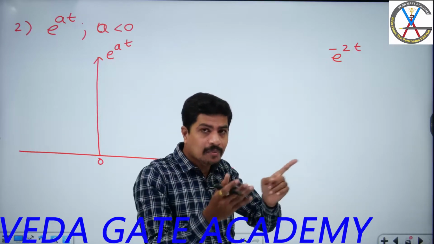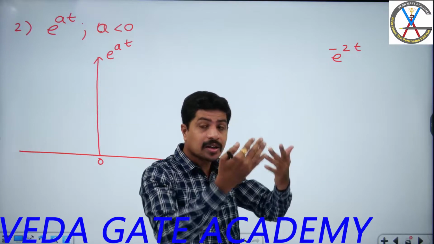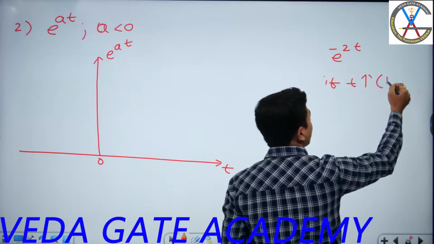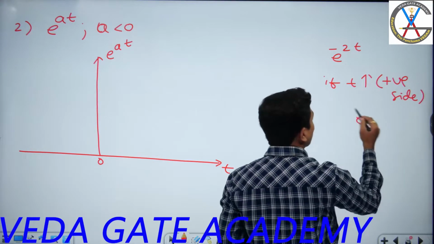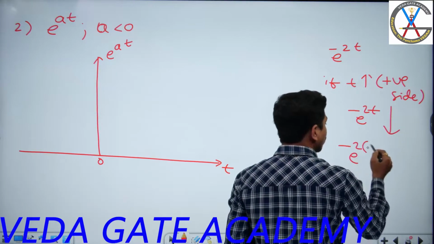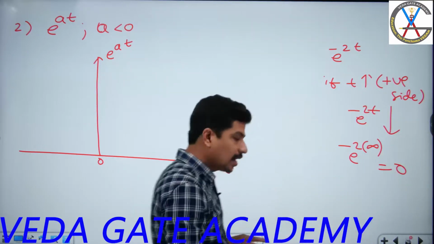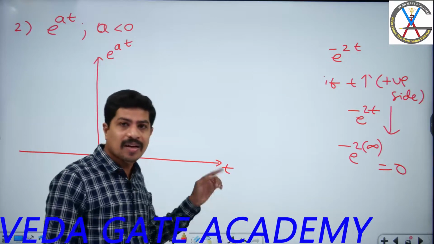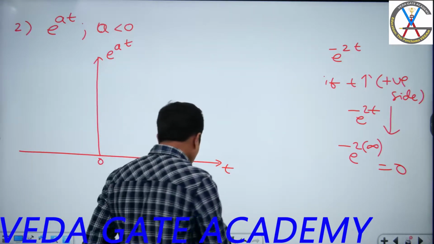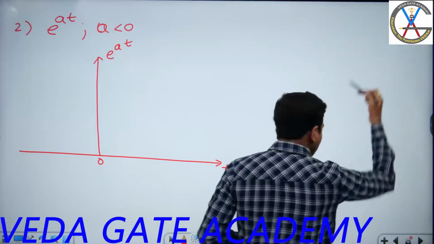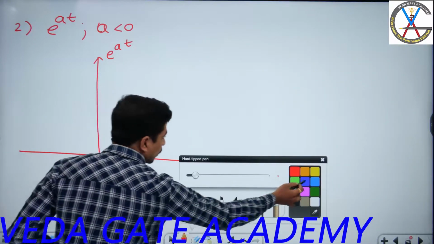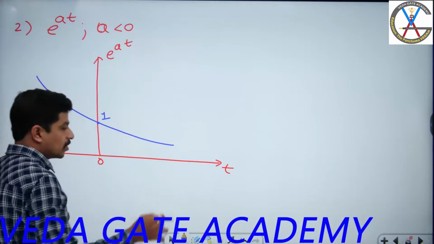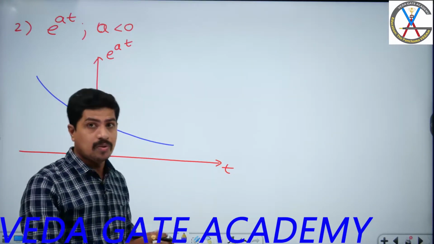The magnitude is increasing, but negative is there. Therefore, is it decreasing or increasing? Decreasing. If t is increasing on the positive side, e power minus 2t will be decreasing. What is e power minus 2 into infinity? It will be 0. Finally, as you are tending towards infinity, this side will become 0. On the left side, minus of the minus is a plus, therefore it keeps on increasing. Very simple mathematical analysis. If you are good at simple calculations, this is going to be very easy. This is the signal. At t is equal to 0, it is going to be 1. So this is one of the possibilities.